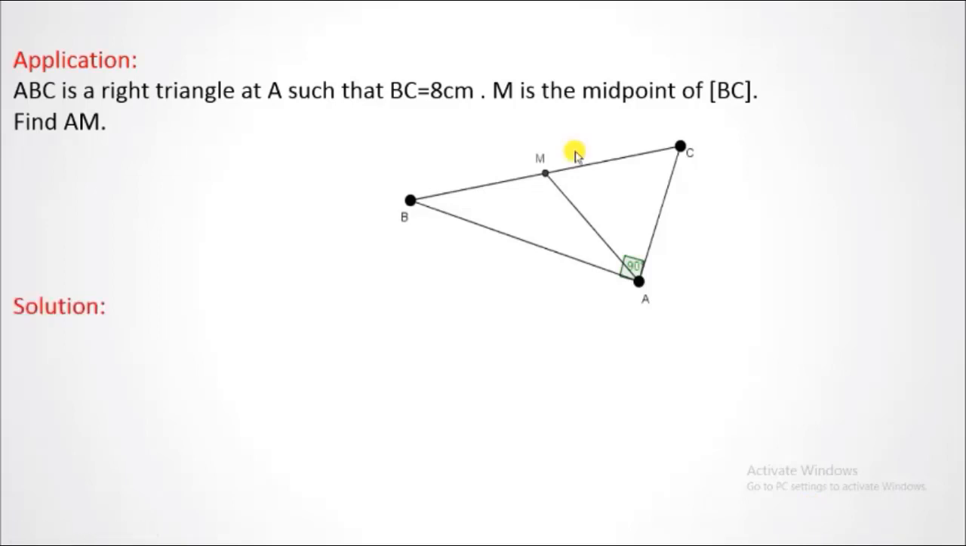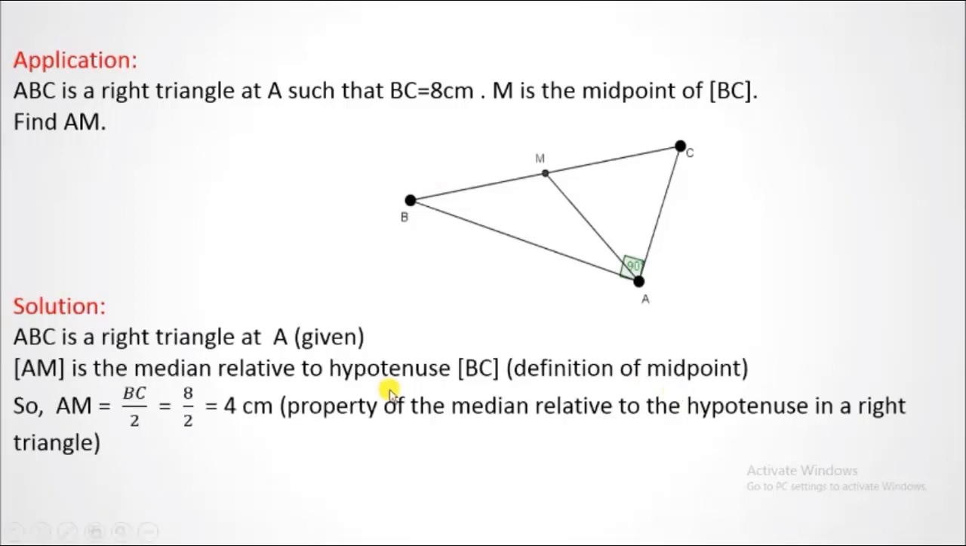First, what does AM represent in triangle ABC? Since M is the midpoint of BC, then AM is a median. But which median? It is the median relative to the hypotenuse BC. So the rule says in any right triangle, the median relative to the hypotenuse is equal to half of it. Then AM is equal to half BC, which is 8/2, 4 cm.